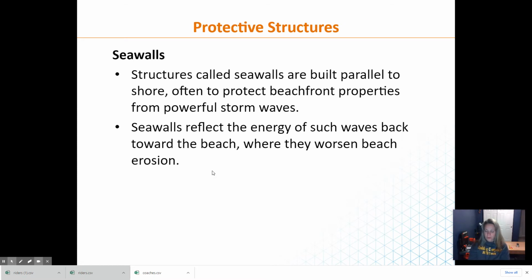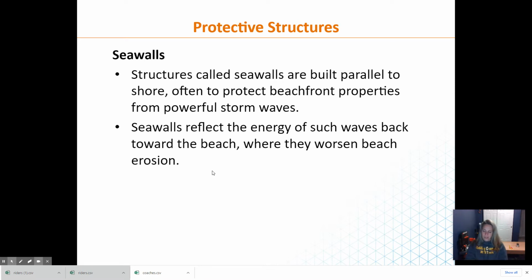All right. So in order to combat this, what we have built are things called seawalls. So a seawall reflects the waves. So the waves come in instead of eroding away the shore. A seawall is usually built out of cement. And so when the waves come in, they prevent that erosion because they're hitting cement instead of sand.